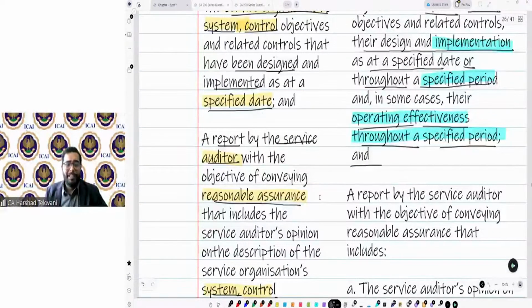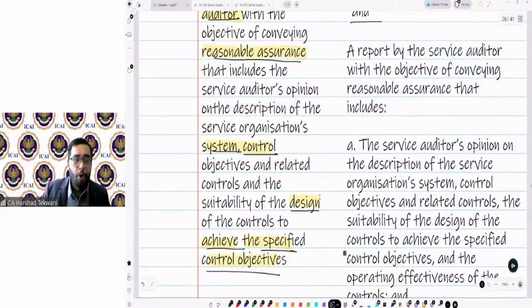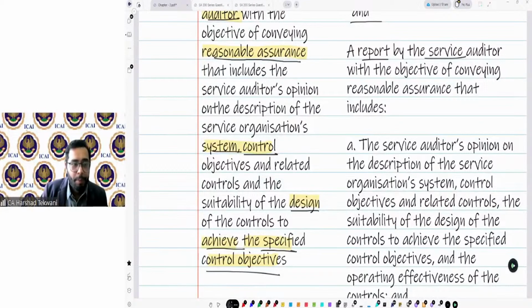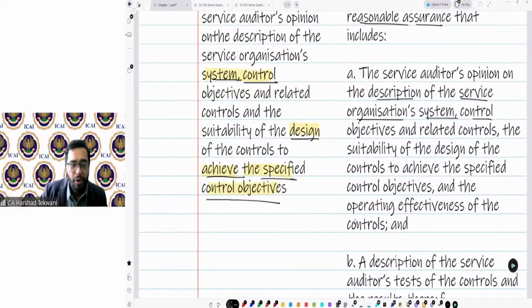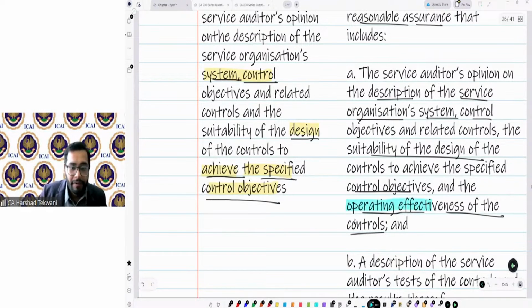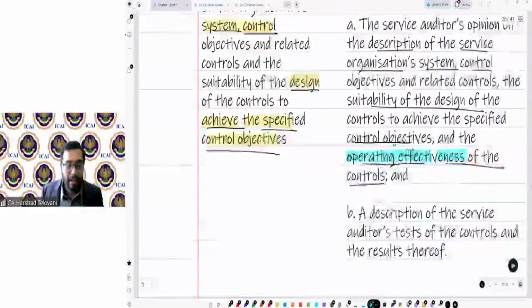Now, the second part of the type 2 report talks about a report by the service auditor. That was there in type 1 also: the report by the service auditor providing reasonable assurance. So, description of the service organization's system and control, their suitability of design to achieve control objectives, and operating effectiveness of the controls. That is something new. Operating effectiveness, again. Till now, we were only talking about design. Now we are talking about operating.